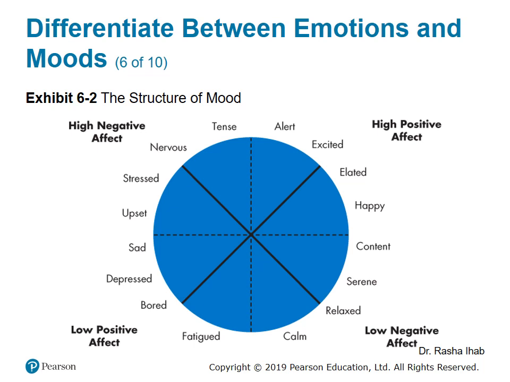Let's look at the high positive affect. We said that high positive affect is a mood dimension, a positive mood dimension. It is composed of a group of emotions. These are the good emotions. Look at them: excitement, elated, happy, content, okay? These are the group of emotions that, when combined together, put you in a good mood.